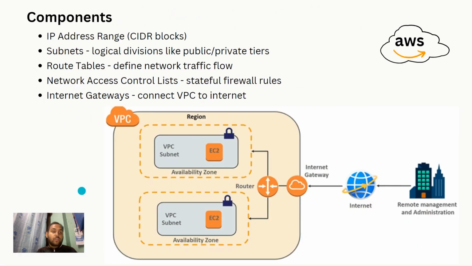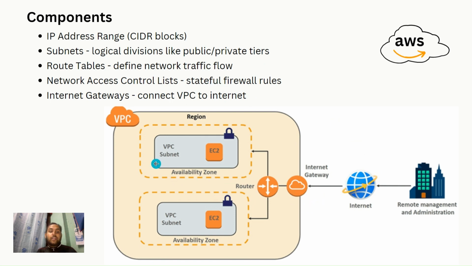Now, talking about the components, VPC includes an IP address range with CIDR blocks, and subnets, which are logical divisions like public and private tiers. Route tables define network traffic flow, and the network access control list states firewall rules. And the internet gateway connects the VPC to the internet.